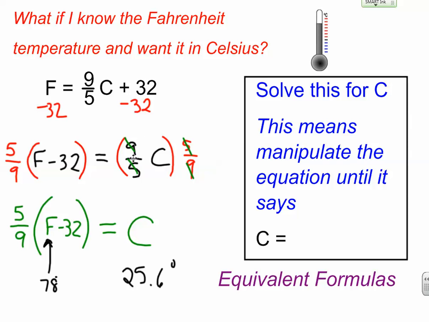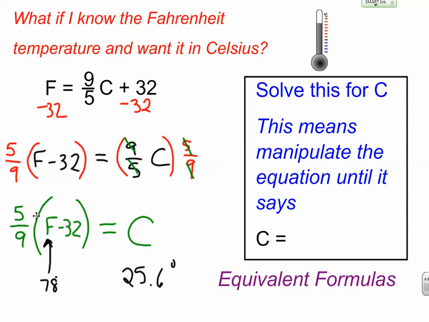And now I want to get it so that C is by itself. So I have to multiply both sides by the reciprocal of 9/5, which is 5/9. And 5/9 times 9/5, they're reciprocals, so they equal 1. So I just take them out. And on the left side, I just multiply this entire thing by 5/9.